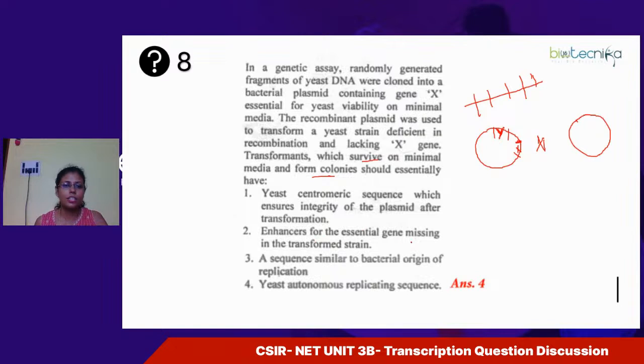Enhancers for the essential gene missing in the transformed strain. Well, enhancers also will be able to work only if there is a promoter, isn't it? A sequence similar to bacterial origin of replication, no, this is not going to work, because obviously in yeast you will not get a sequence similar to bacterial origin. So it has to be the yeast autonomous replicating sequence, which is the origin site of replication. That has to be present here. If that is present, then only you will be able to replicate this plasmid.